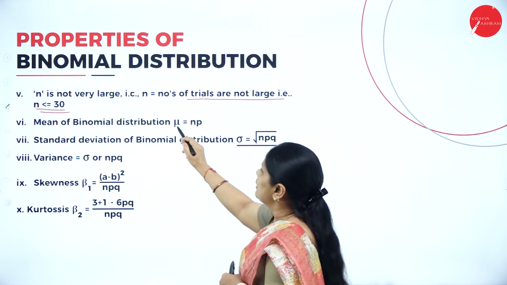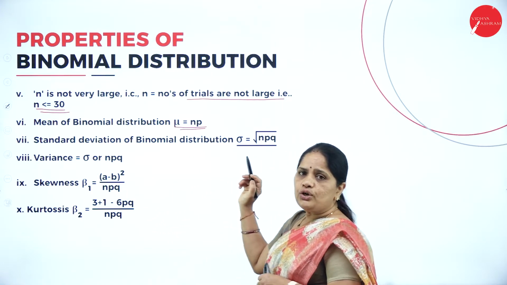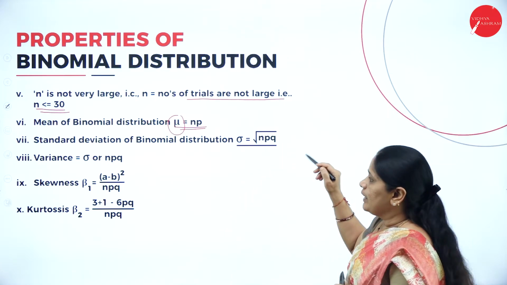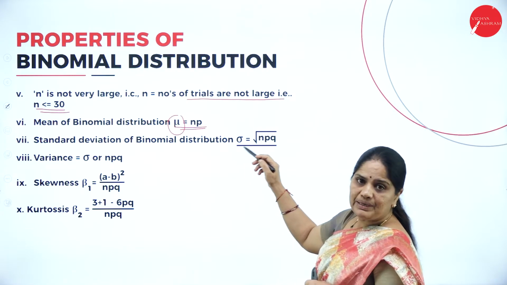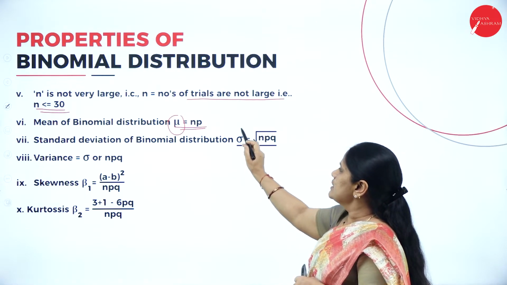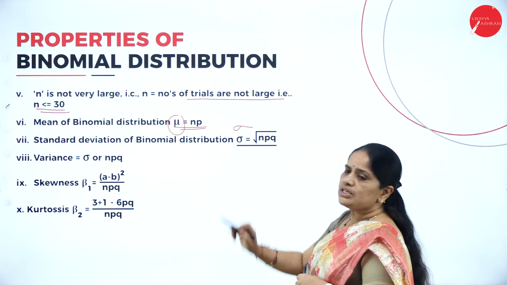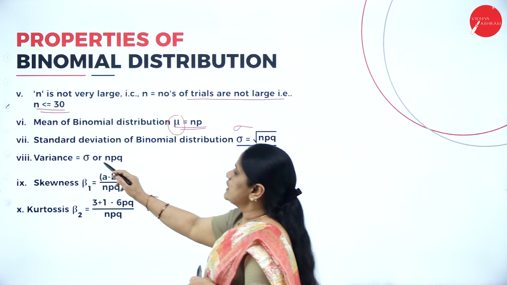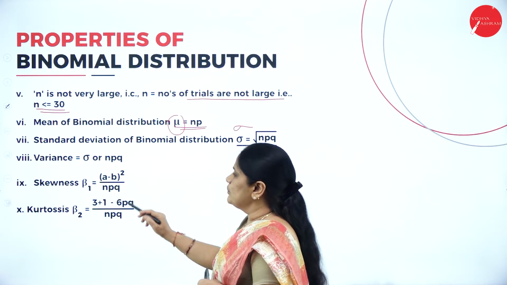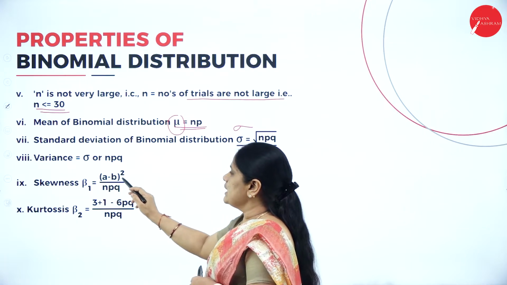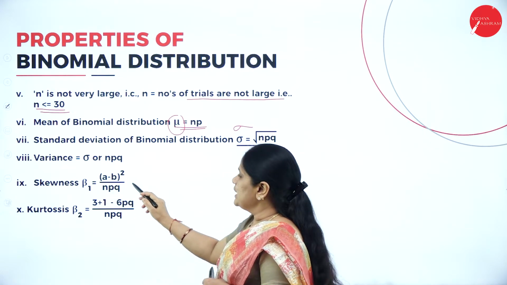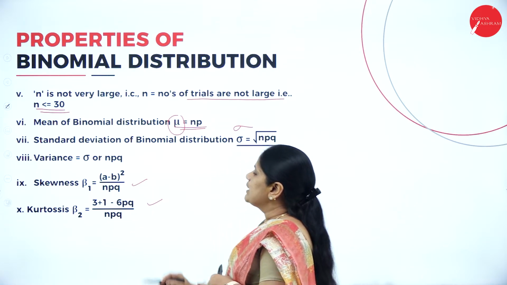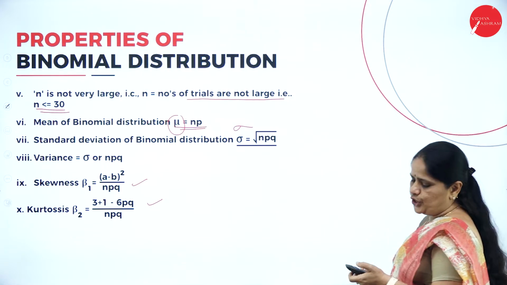Then the mean of binomial distribution equals n into p. So mean is represented by mu equals n into p. Then the standard deviation of the binomial distribution equals the root of npq. The variance equals npq. The skewness, B1, equals (q minus p) the whole square divided by npq, and kurtosis, B2, will be 3 plus (1 minus 6pq) by npq.